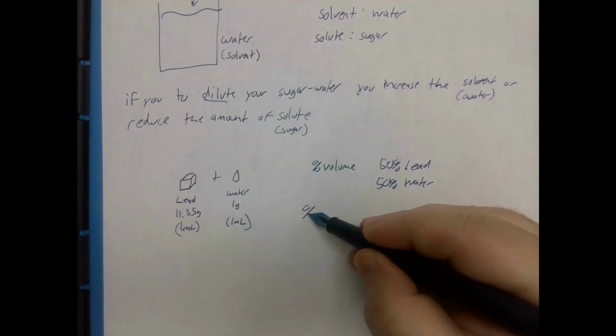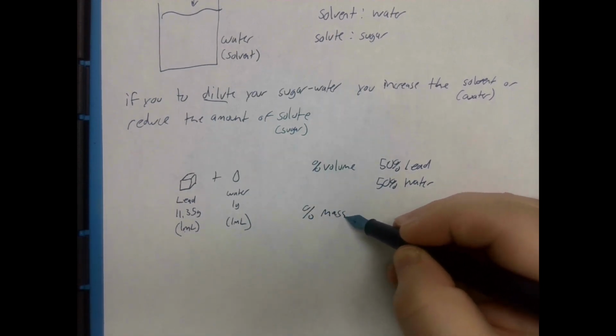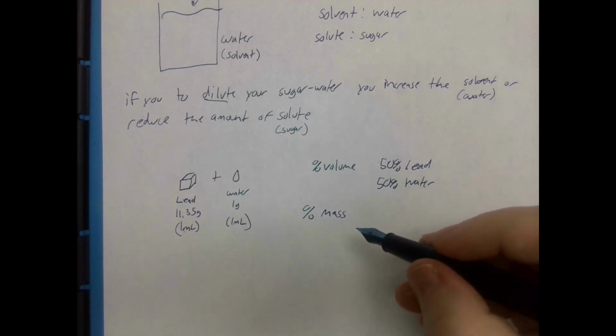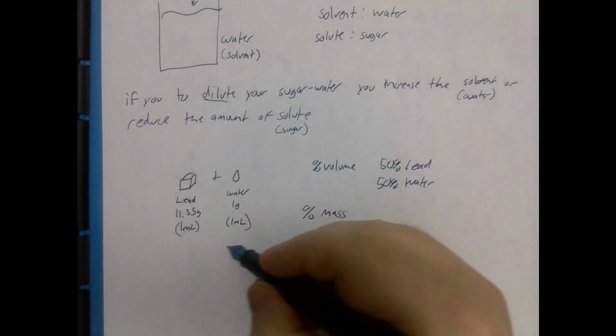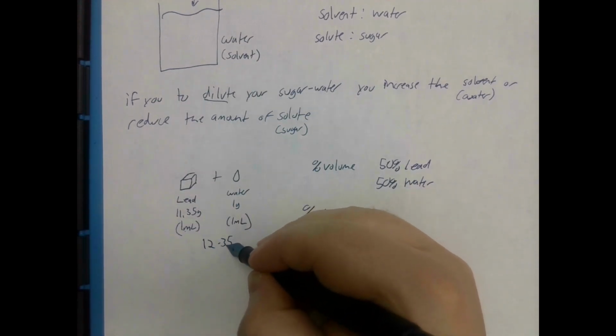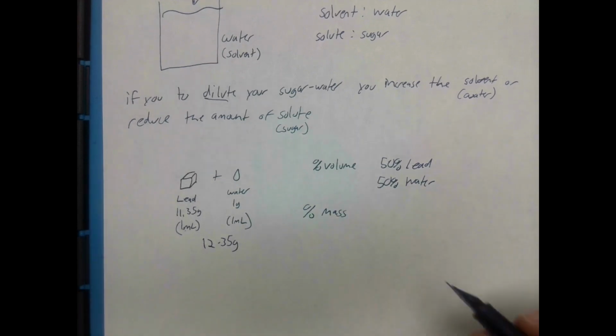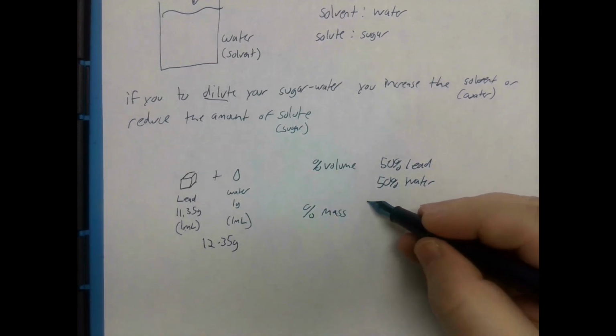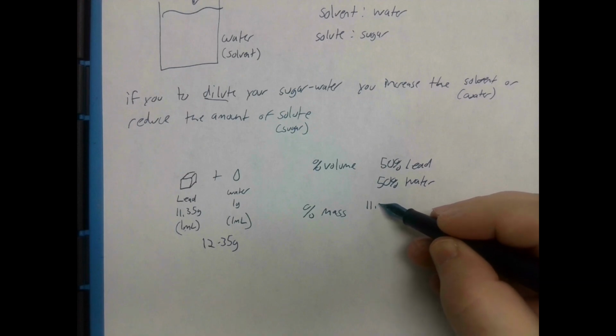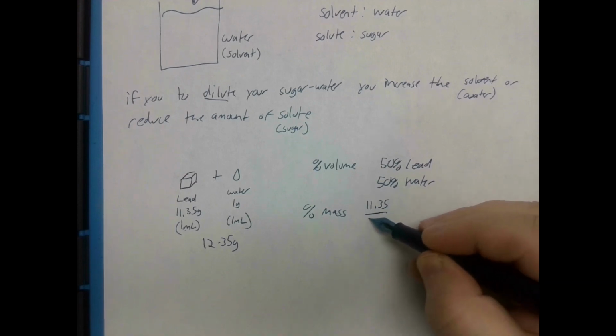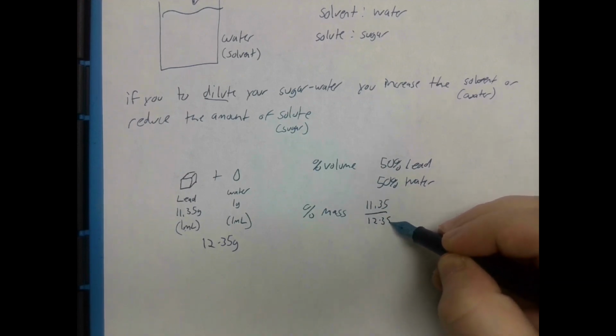If I do it by percent mass, then I have a total of 12.35 grams. So to figure out the ratio by mass, I just do 11.35 divided by 12.35.